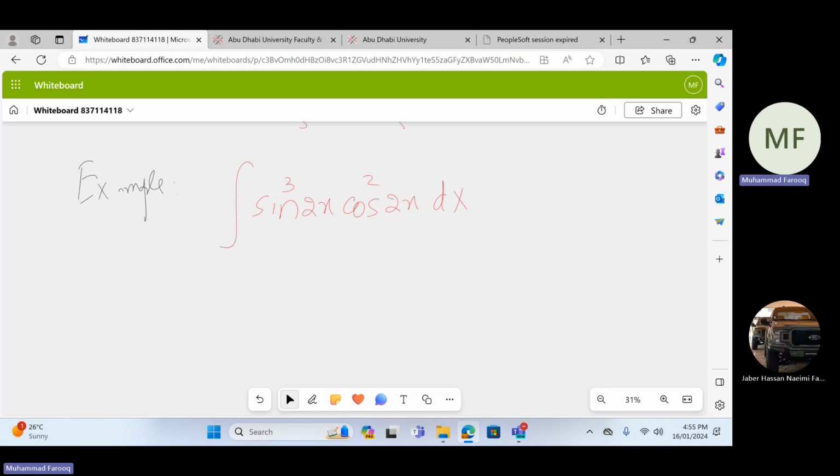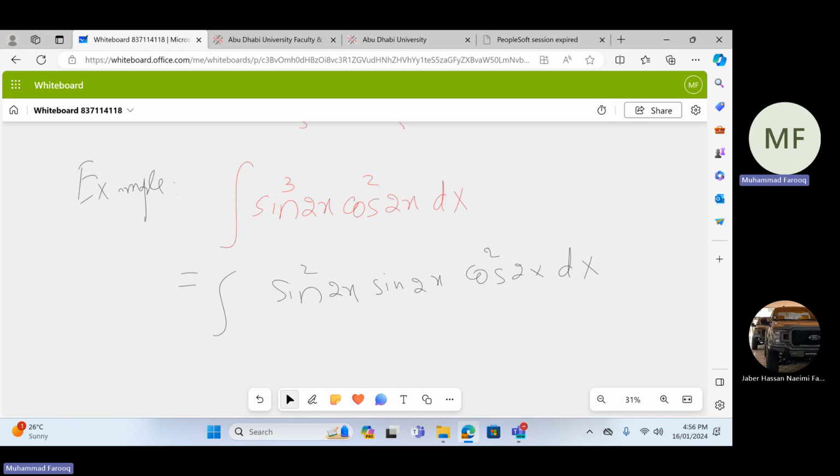Step 1, break the odd power into n plus 1, okay? Good. So, integrate sine square 2x and sine 2x and cosine square 2x dx. Very good. Now we have to use what? The identity. Follow the odd power criteria, please. You break and then use the identity.